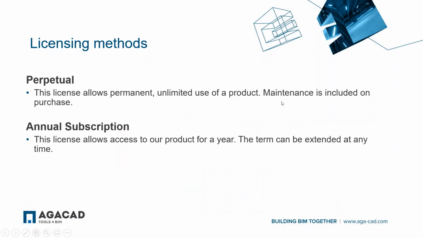We also offer two main licensing methods. I believe many of you are already familiar with them. They are called perpetual license and annual subscription. And the difference between them is that perpetual license never expires, whereas annual subscription needs to be renewed on a yearly basis.